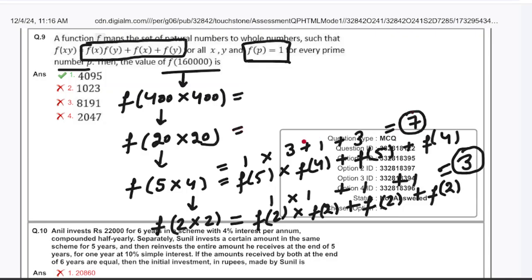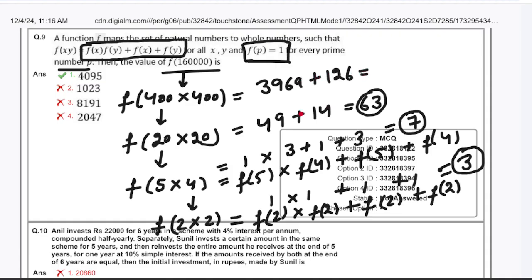Now for f(20 into 20), the same we will do. 7 into 7, 49, plus 7 plus 7, 14, that is 63. And f400, we will do the same, 63 into 63, that will be 3969 plus 126, that is going to be 4095. So that is the value of my function of 1,60,000. That is the answer here. Again, quite a doable, quite easy question in the CAT.